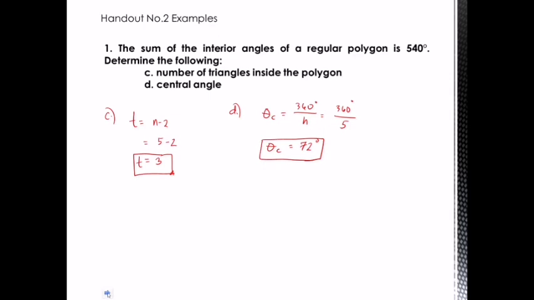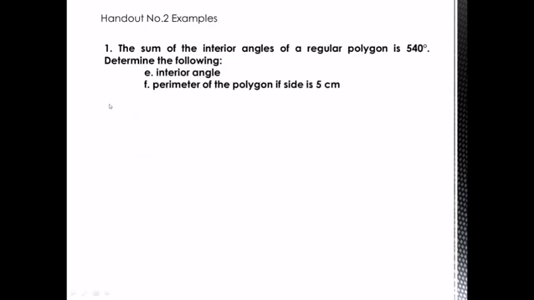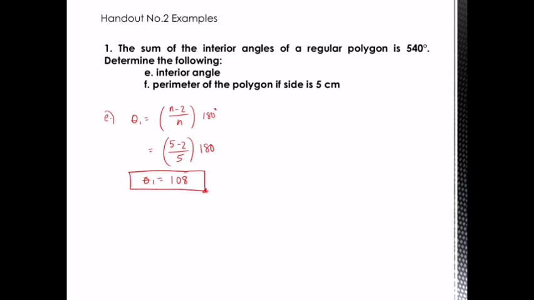Okay. Same problem. We have letter E. Find its interior angle. So interior angle theta 1, that is n minus 2 over n times 180 degrees. So this is 5 minus 2 over 5 times 180. Theta 1 is 108. This is a measure of an interior angle.